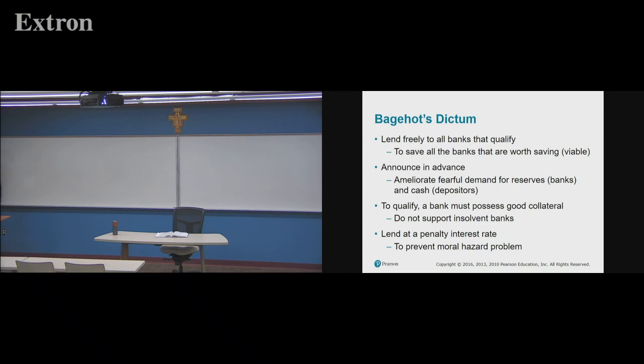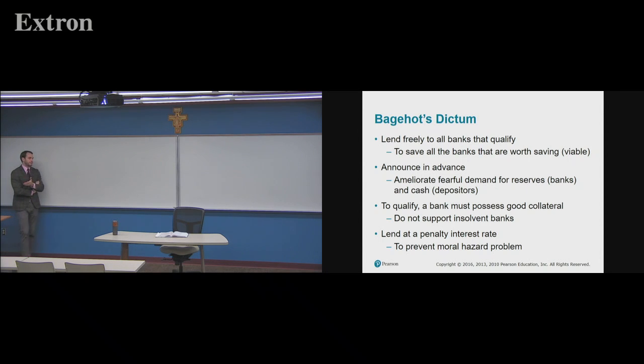And he also said to lend at a penalty interest rate. This is, again, to prevent moral hazard. A central bank or a lender of last resort can create moral hazard by being willing to lend to banks that suffer from their risky investments.